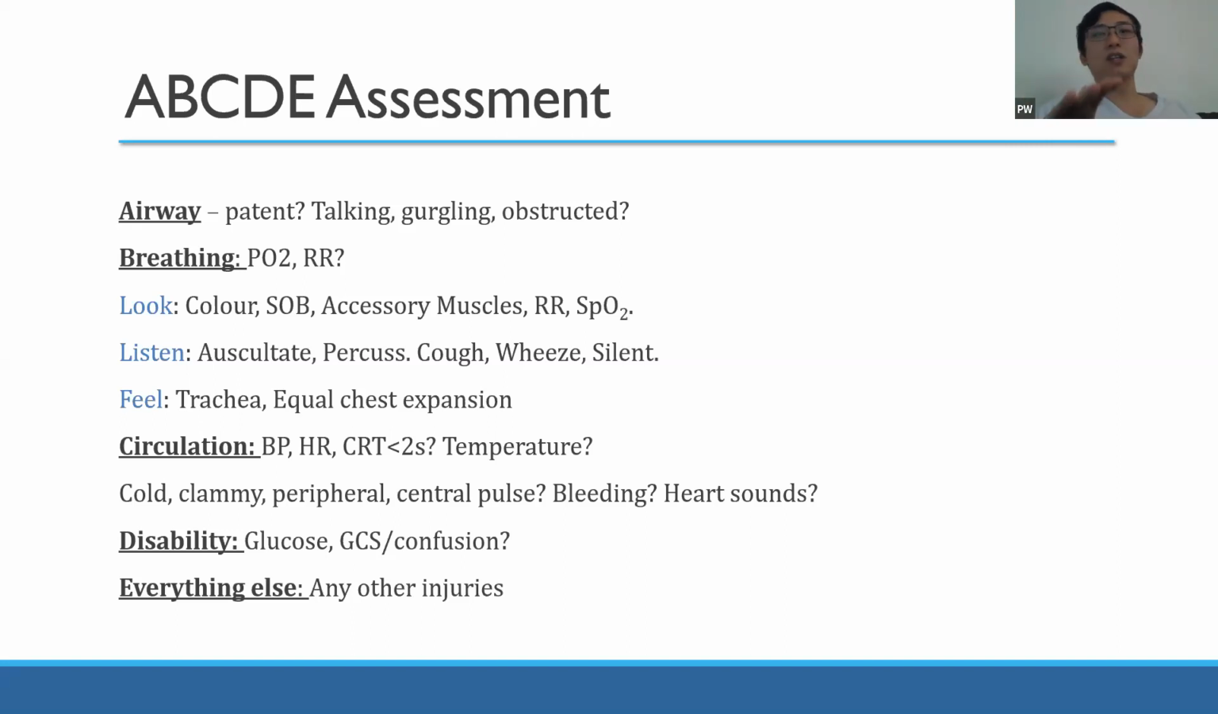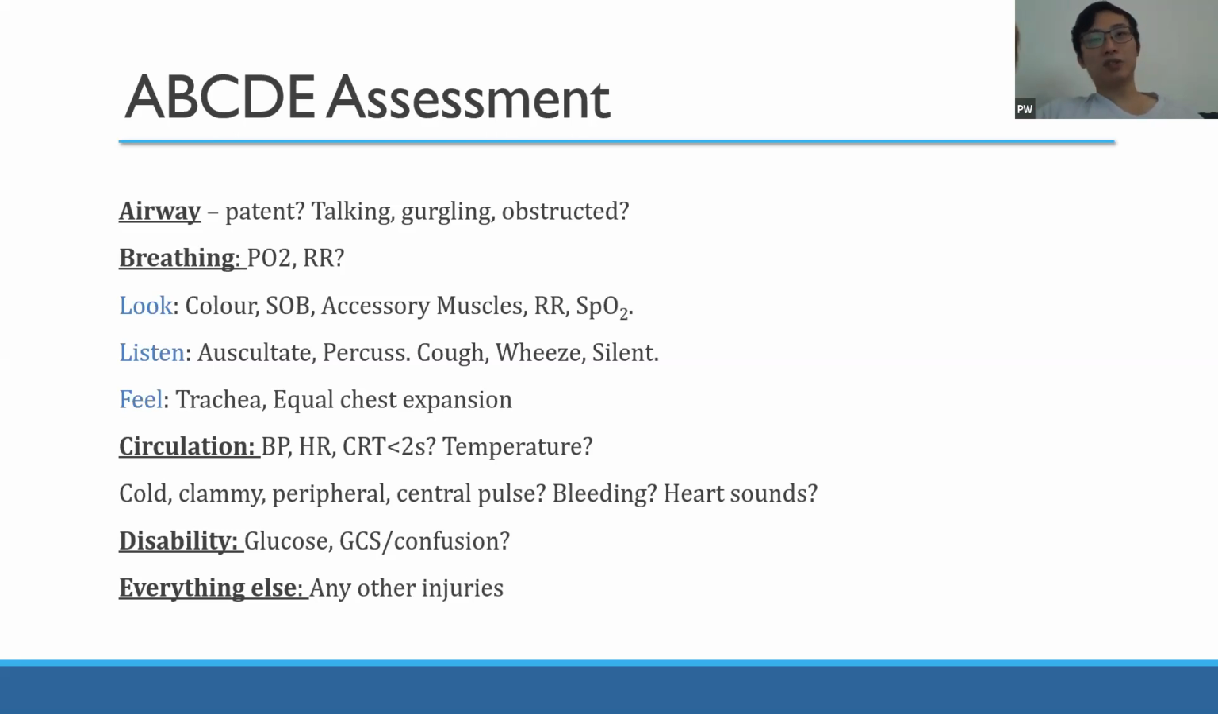You're going to be looking at their circulation next. So standard obs: blood pressure, heart rate, cap refill, what's their temperature. You're going to be seeing if they're cold and clammy, seeing their peripheral and central pulses and their refill times, seeing if there's any bleeding present, any heart sounds. Look for murmurs, see if there's any difficulty there.